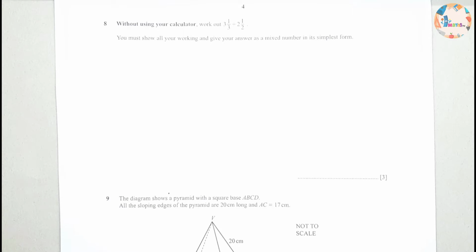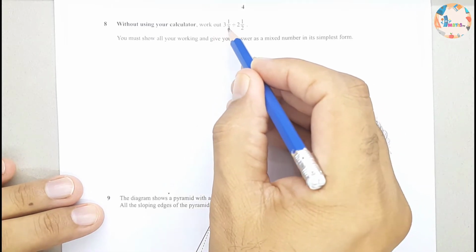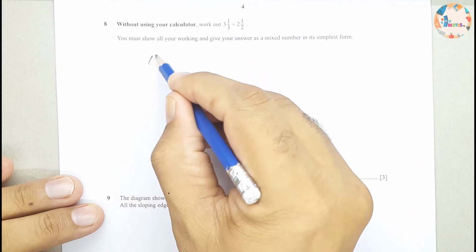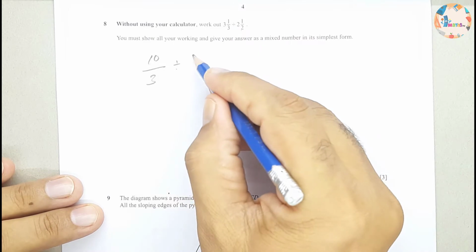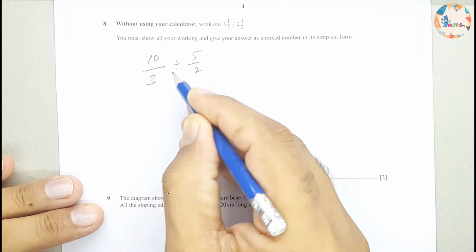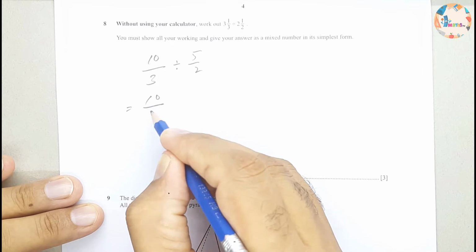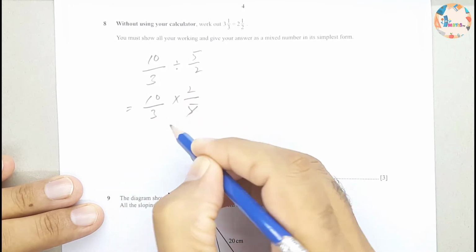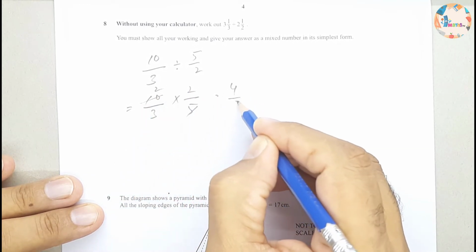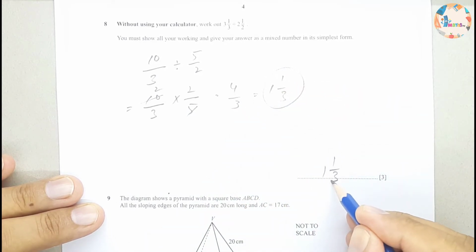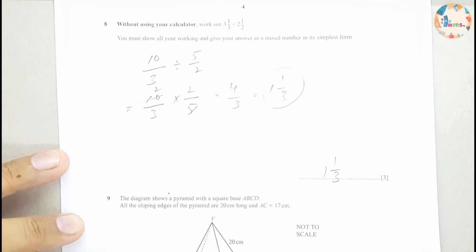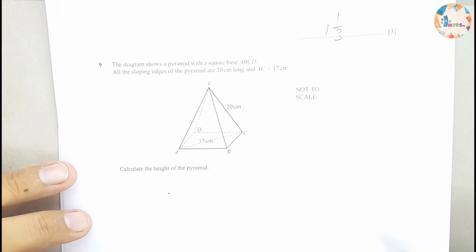Now question number 8. Without using your calculator, we have to simplify the fraction. So this will be 3 into 3, 9, 9 plus 1 will be 10, 10 by 3, and divided by 2 into 2, 4, 4 plus 1, 5, so 5 by 2. Now we can change the division sign into multiplication, so 10 by 3 multiplied by 2 by 5. 5 2s are 10, and this will be 4 by 3, which can be written as 1 whole 1 by 3, so this will be our answer.